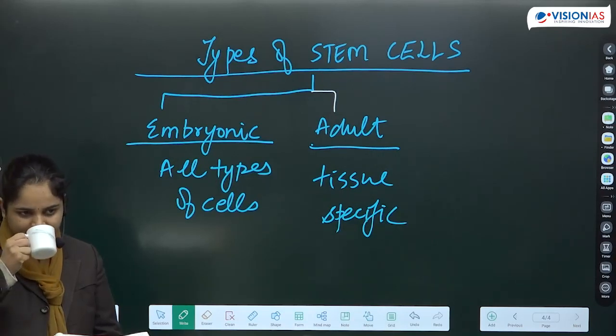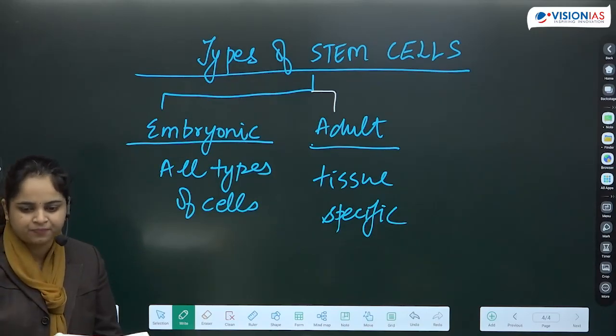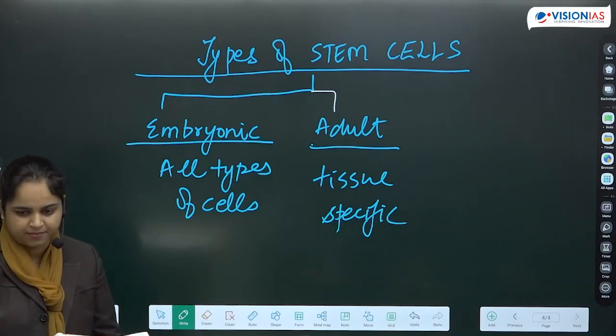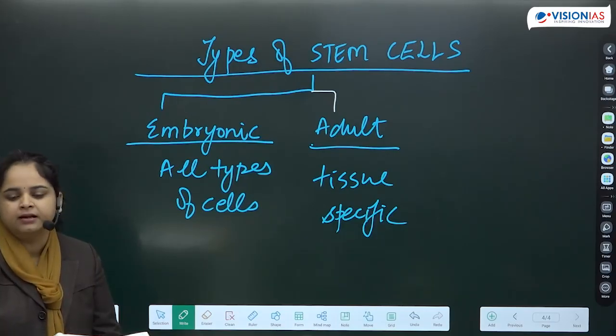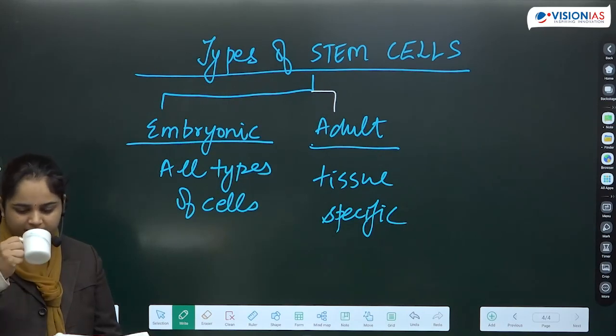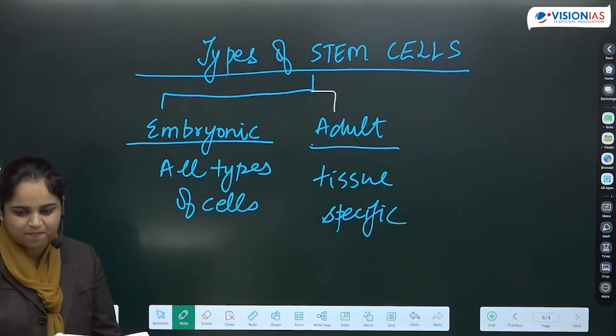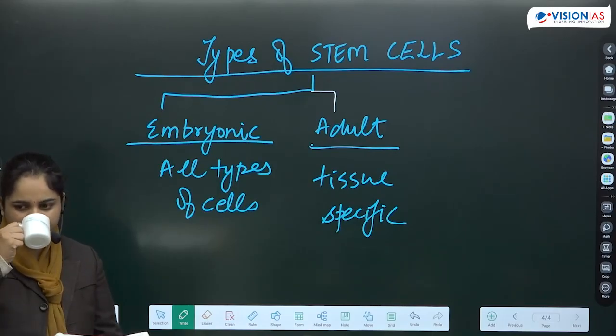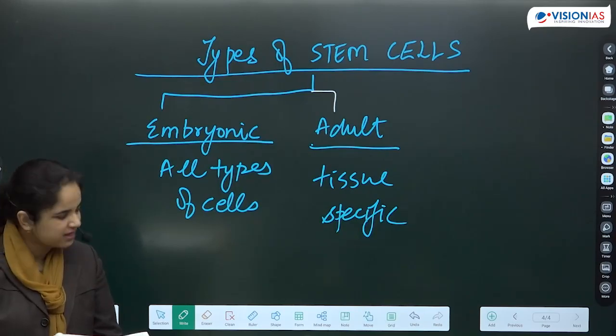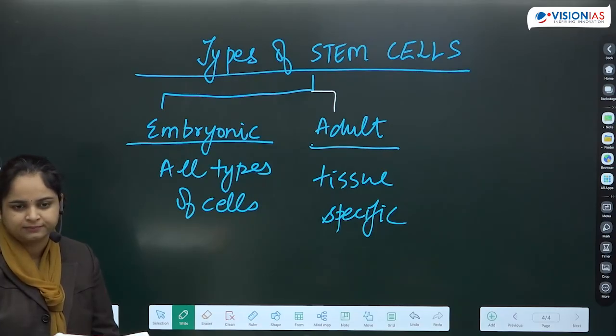Please write one line. Adult stem cells are present in different parts of the body, like bone marrow, skin, brain, and they produce new cells specific to these tissues.